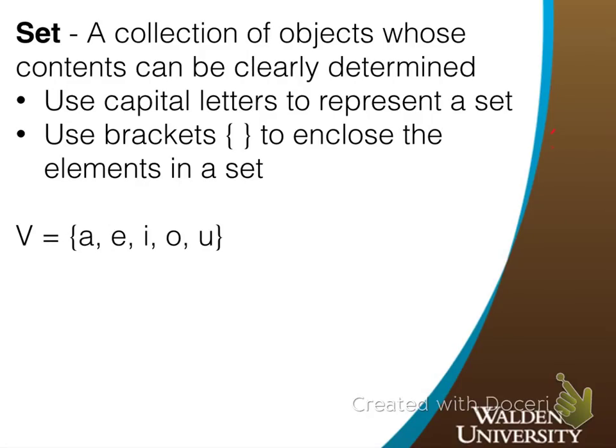First vocab word is set, a collection of objects whose contents can be clearly determined. You use a capital letter to represent a set and brackets to enclose the elements inside the set. So below here we have V equals A-E-I-O-U. So V, that is the set right there. So set V. And equals is just saying the set V is, or equals. And then A-E-I-O-U is just the contents inside of it.